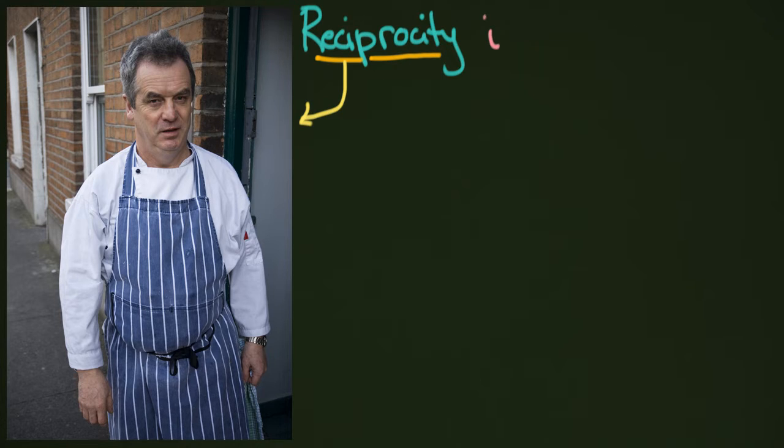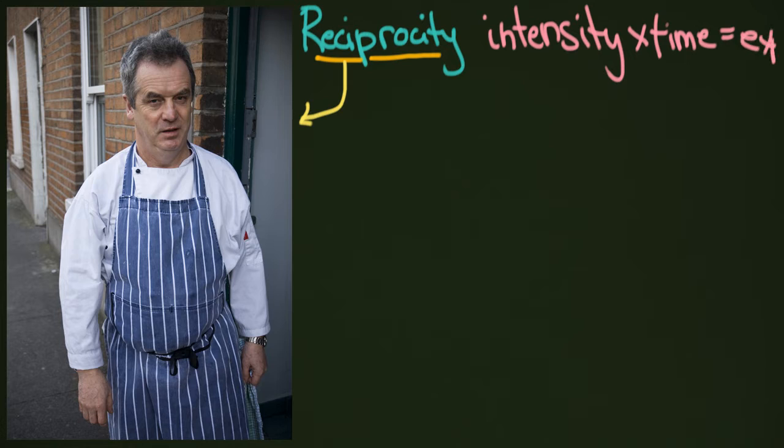Reciprocity is also expressed sometimes as the relationship between the intensity of your light times time, which equals your exposure. So if you understand that, it basically means how much light you have available. So it's a combination of the light that's outside the camera and the lens that you're using, so what kind of f-stop you're using, and the amount of time that you're exposing it. So that means your shutter speed. And that equals a given exposure value or a certain exposure look for an image.